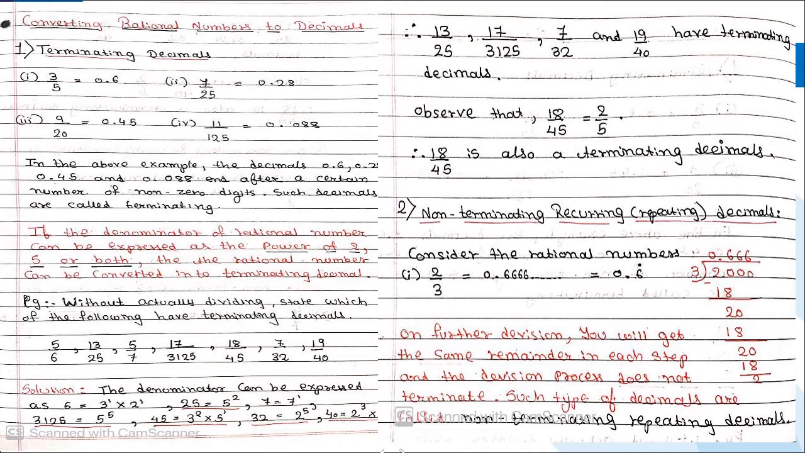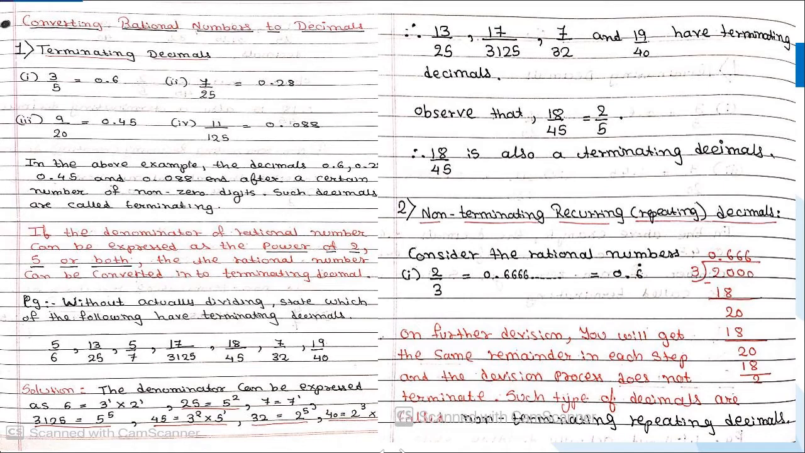Even if there is a 2 or 5, but there are other numbers along with 2 and 5, then also it is not possible to convert into a terminating decimal. Either a 2 or 5 or both. Nothing else with it. Correct? So the example says, without actual dividing, state which of the following have the terminating decimal. So students, for your reference, I have expressed all the denominators as the product of prime factors. You can see 6, 25, 7, all.